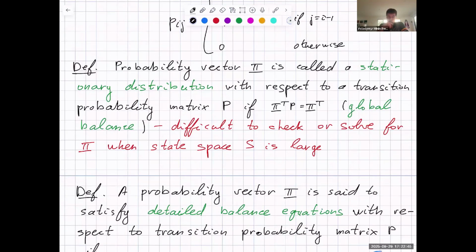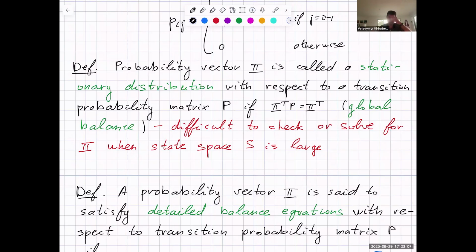So it's a fixed point equation. If you apply this linear transformation to the vector pi, you're getting pi back. So you're not changing the vector. And this is sometimes called the global balance equations, and it's really difficult to solve for pi or even check if this holds for a particular pi when your system is really large.